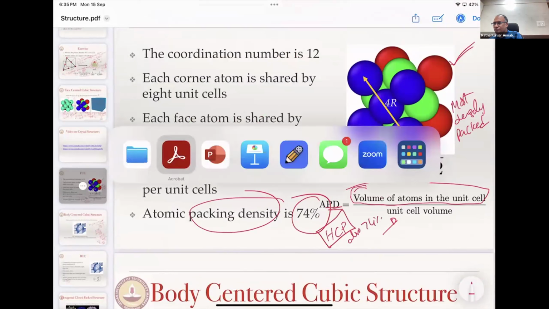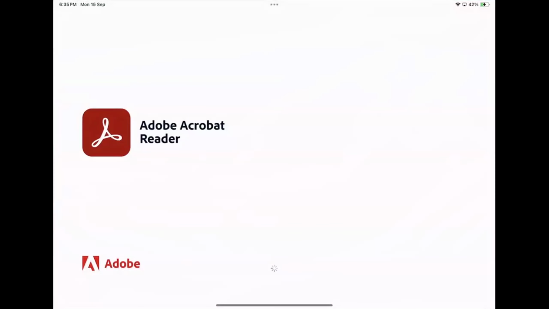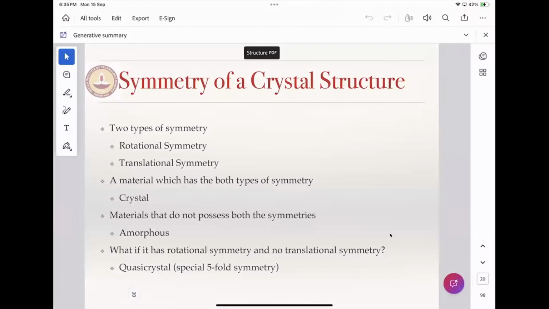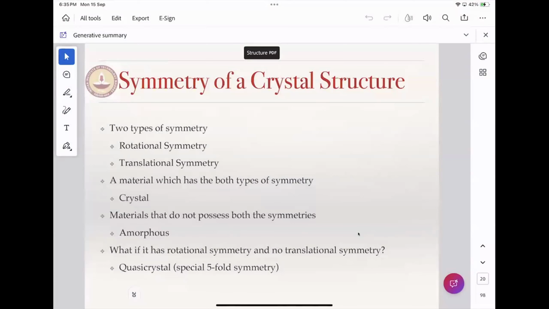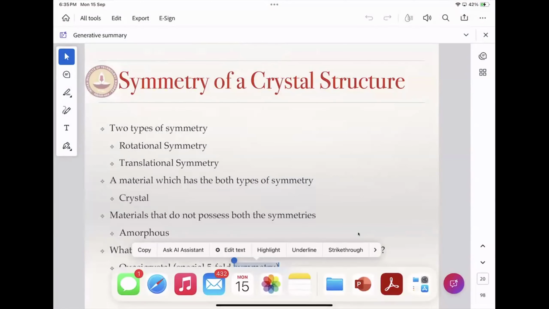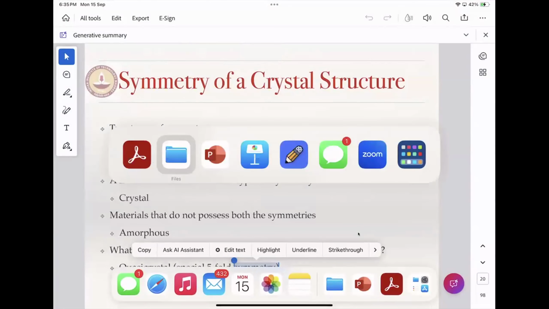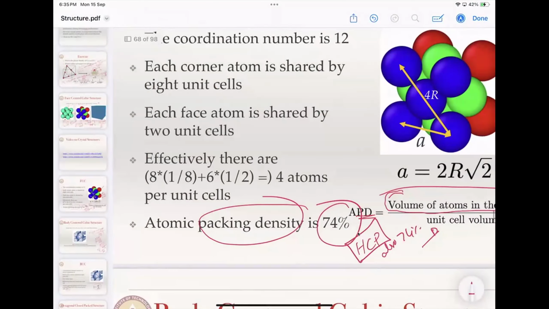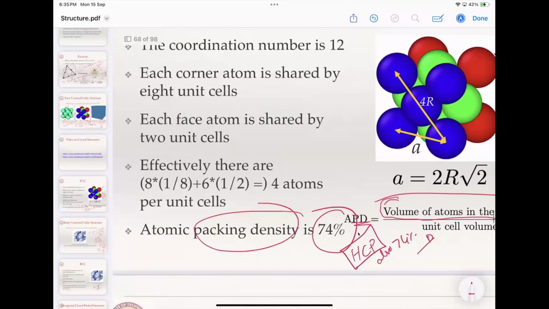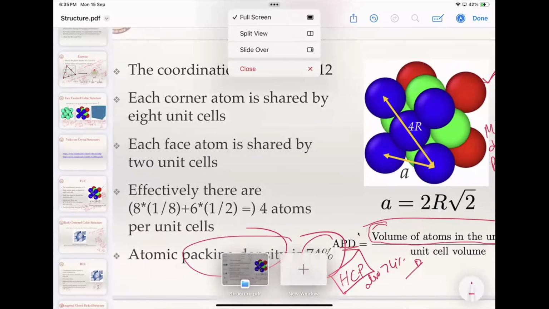So what is this length? Root 2a. Root 2a, correct? We have marked root 2a here. So what is this length? Square root of (root 2a) whole square plus a square. 2a square plus a square, which is 3a square.